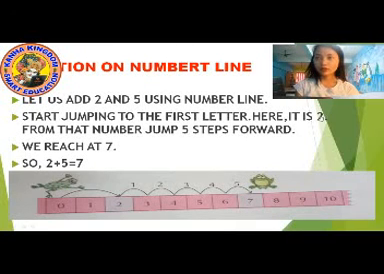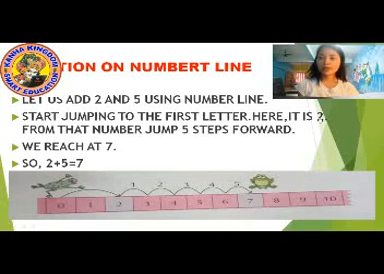Now we are going to learn addition on number line. Let us add 2 and 5 using number line. Start jumping from the first number. Here it is 2. From that number, jump 5 steps forward. We reach at 7 after taking 5 steps forward from 2. So 2 plus 5 equals 7.